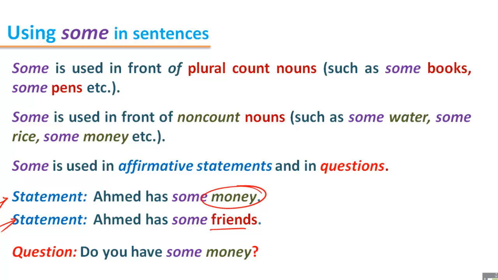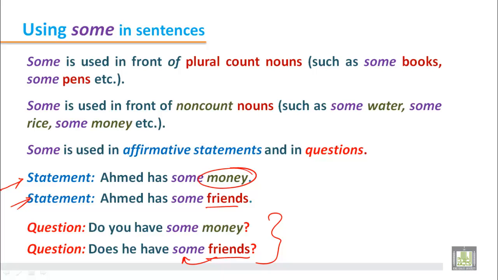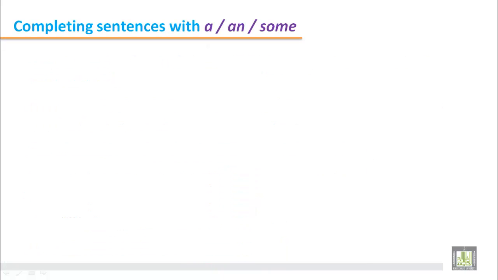Now, question. Do you have some money? Here, some money. Money is a non-count noun and we have used some before money. Another question. Does he have some friends? In this word we can find friends is a countable noun and some is used before friends. So we can find that some is used in affirmative statements and in questions.